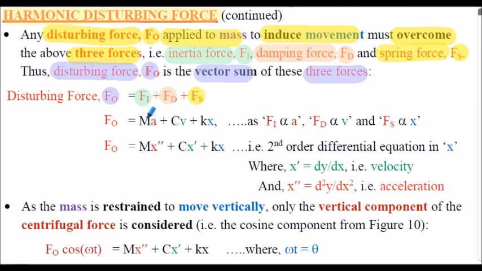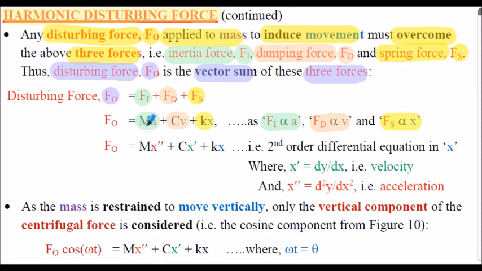The inertia force is mass times acceleration. The inertia force is proportional to the acceleration. The damping force is the damping constant multiplied by the velocity. So damping force is proportional to velocity. And the spring force relates to the displacement. So the spring force is proportional to displacement.